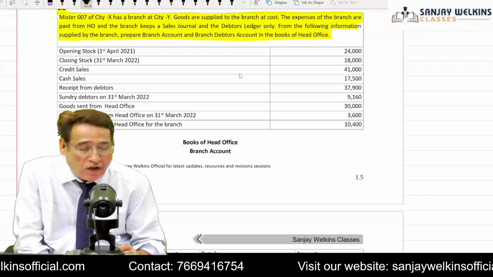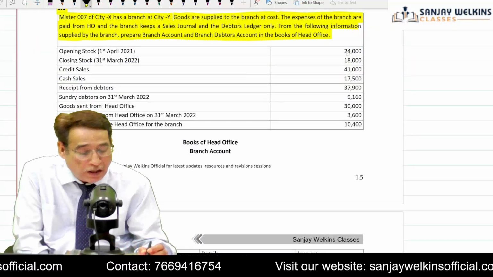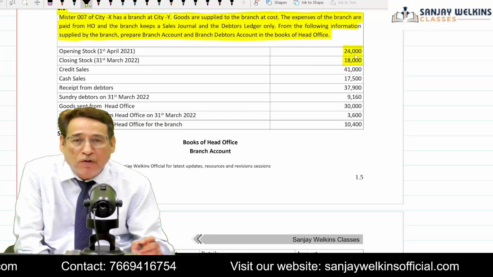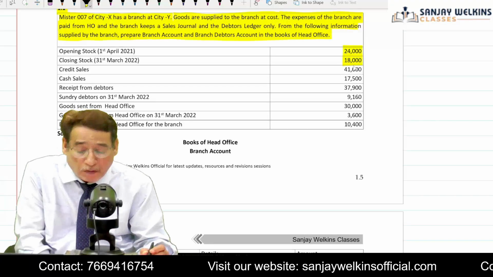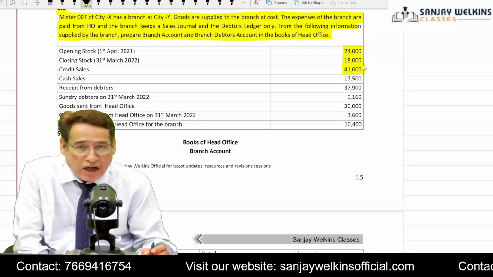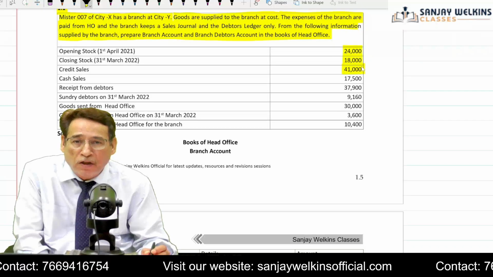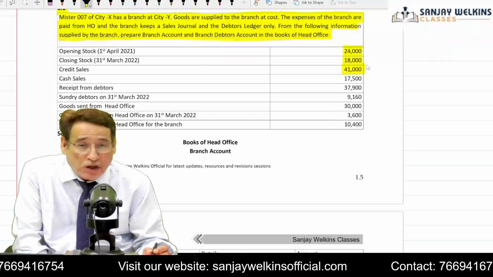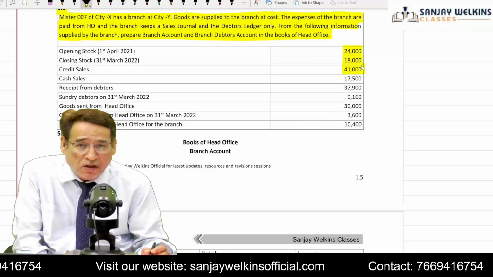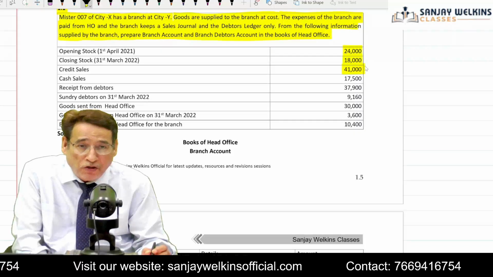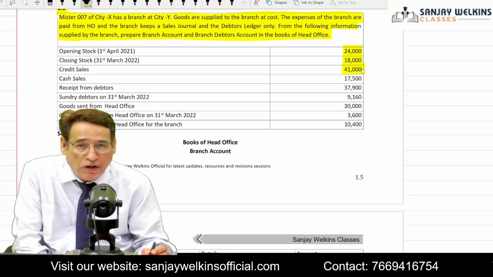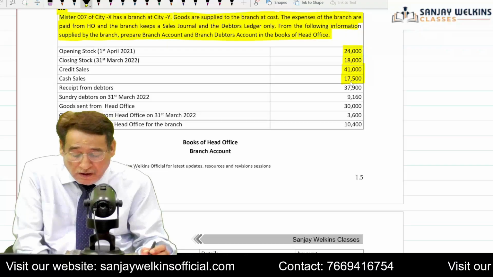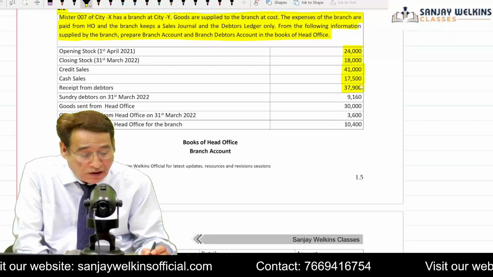Now, under the debtors system, I have already told you how the accounting is done. First of all, we have opening stock. Obviously, you are going to write it on the debit side of the branch account. Then we have closing stock. You are going to simply put it on the credit side of the branch account. We have credit sales. As far as credit sales is concerned, you need to take care that this is a transaction taking place between the branch and the branch customer. So such a transaction will not find a place in the branch account straightaway. Rather, you are going to put it on the debit side of the branch debtors account. Then cash sales will be written under remittances. Receipts from debtors will also be written under remittances.